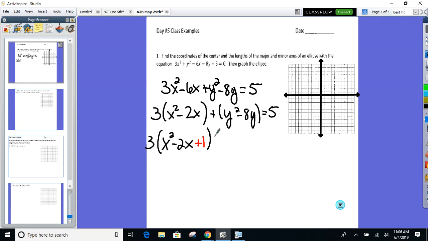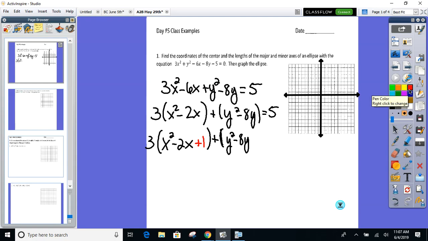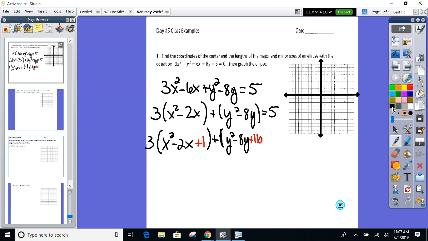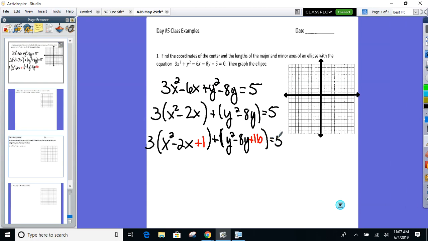Do the same thing for the y's now. Here you go. What's your b value? -8. So everyone in your head, don't yell anything out. Half that value squared. Got that number? What do you got? +16. Oh, that number should always be positive. So everyone, right, half your b value squared.